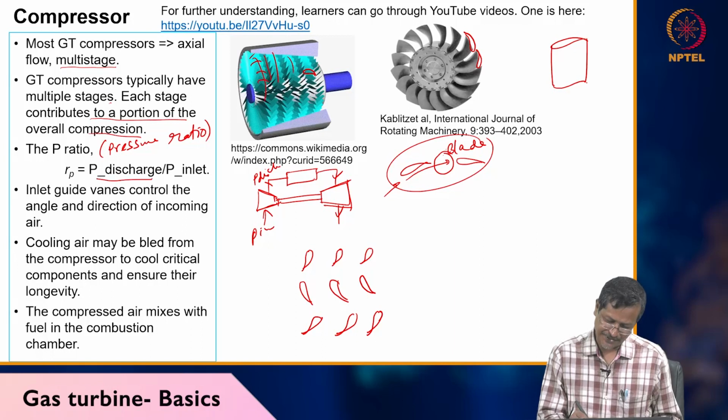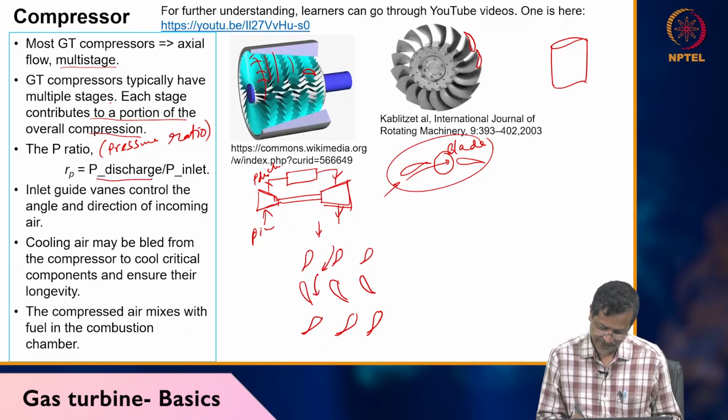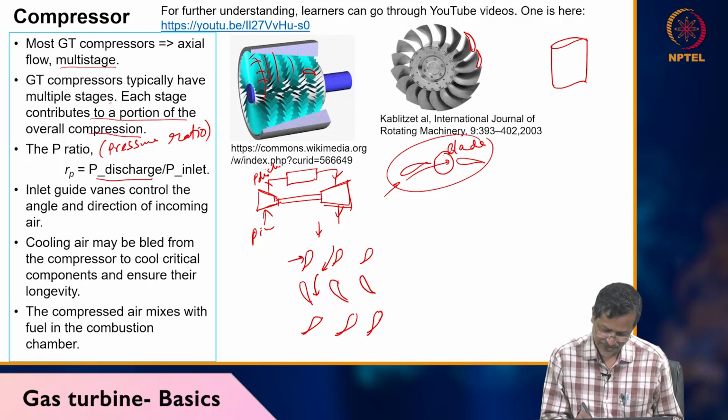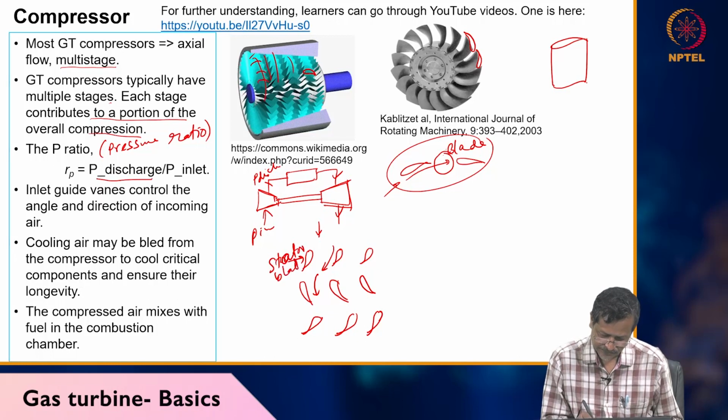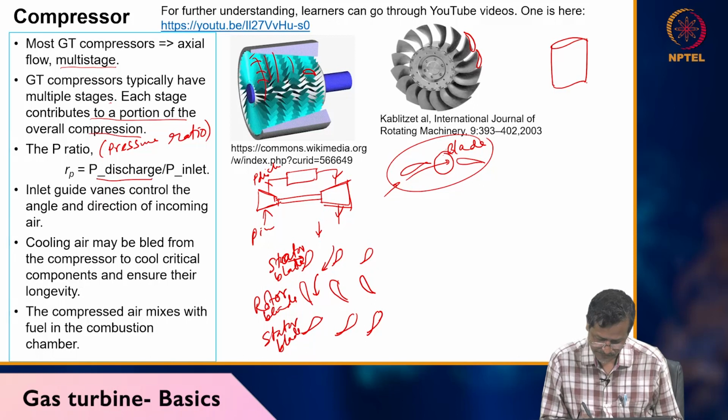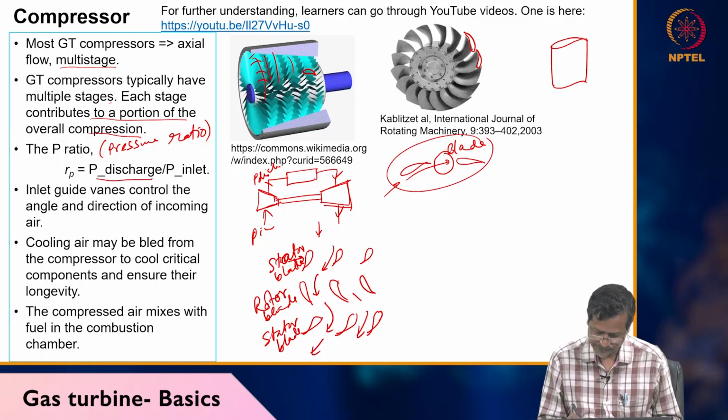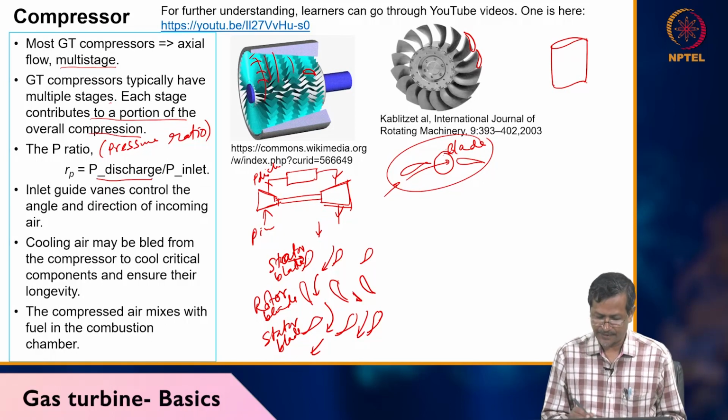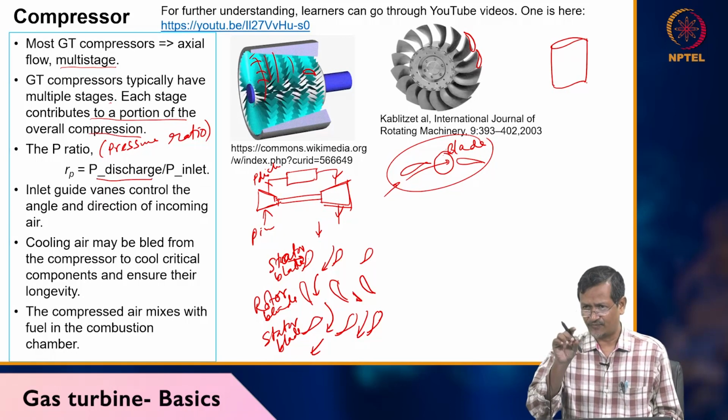When an airfoil shape is there, let's say air is coming from here, the air will get diverted and get a proper angle. Again, this is, let's say, the stator, the rotor blade, the stator blade. So what is happening is the stator blade will be diverting the fluid so that the rotor blade gets the proper angle.